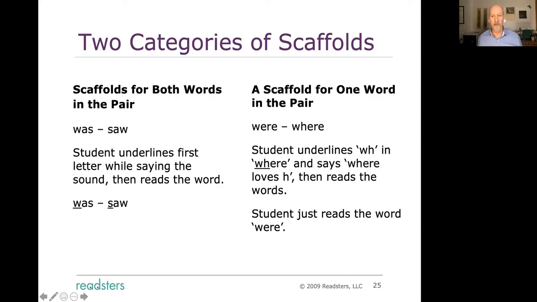saw for saw. Some pairs lend themselves to just one scaffold, similar to the letters, where we focus on one word having the anchor, and then the other word is got to be the other word. So where is a pair that we treat with one scaffold, and the scaffold is the student underlines the WH in where and says, where loves H, where. And if it's the word were, they don't have a scaffold. They know it's not where because it doesn't have an H. And so they read were.